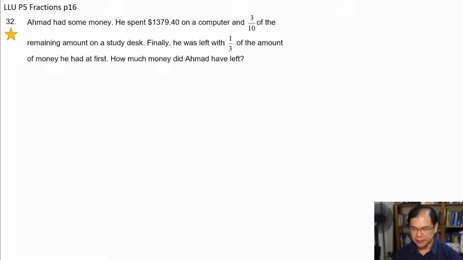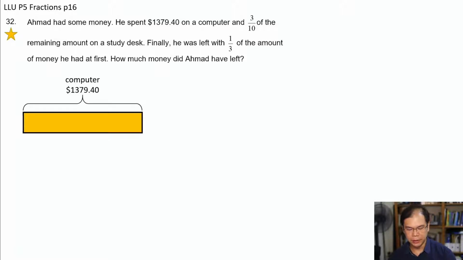Ahmad had some money. He spent $1,379.40 on a computer, and 3 out of 10 of the remaining amount on a study desk. Finally, he was left with 1/3 or 1 out of 3 of the amount of money he had at first. How much money did Ahmad have left?